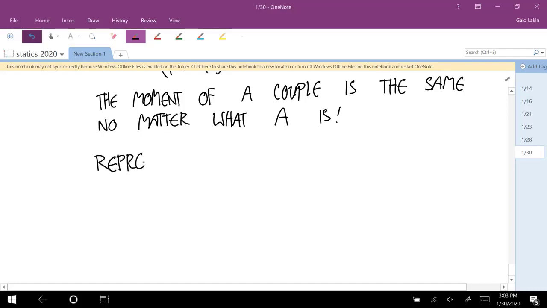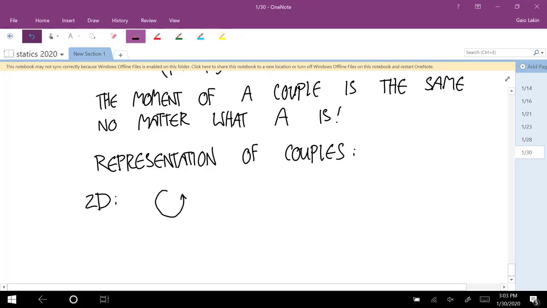So the representation of couples in 2D will usually be like this, or this. Okay, so that's saying clockwise or counterclockwise. But remember, a moment is really a vector. So even though it's shown like this, that would really be a vector in the positive z direction. This would be a vector in the negative z direction.